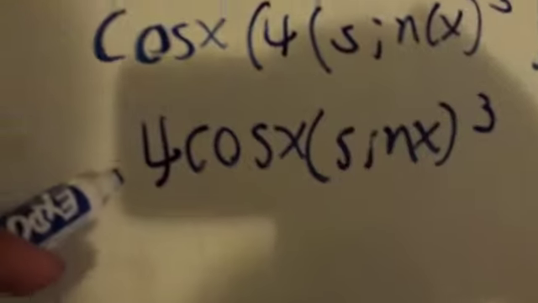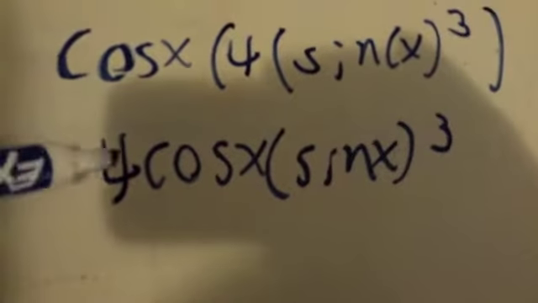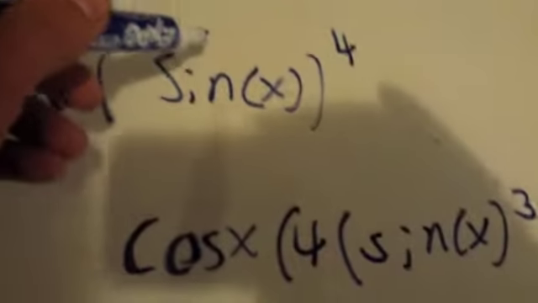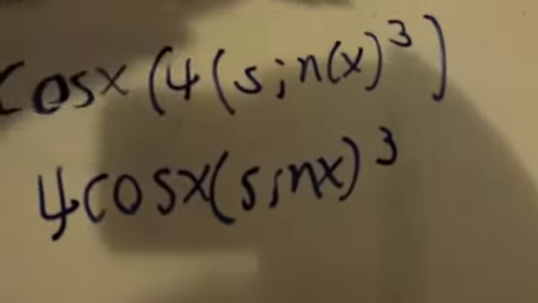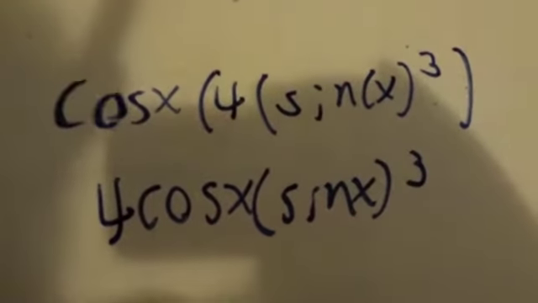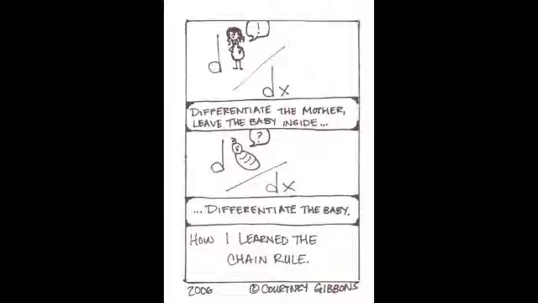So that is an application of the chain rule. As you can see, we took the derivative of the inside function and took it outside, and then derived the function normally with the power rule. So that's how you do that.